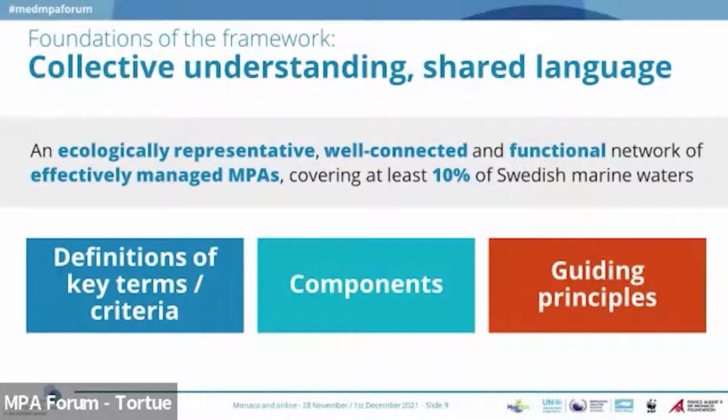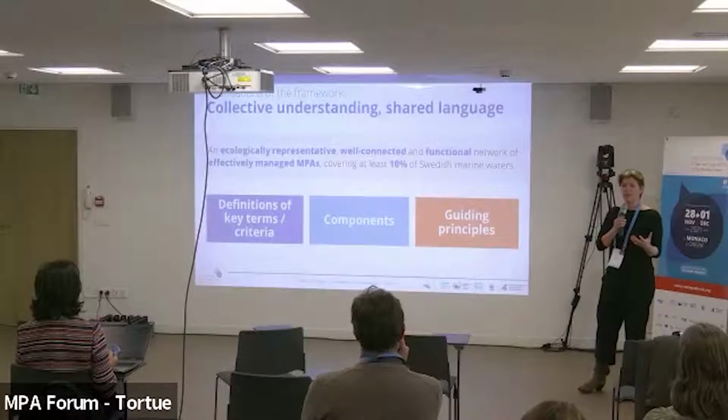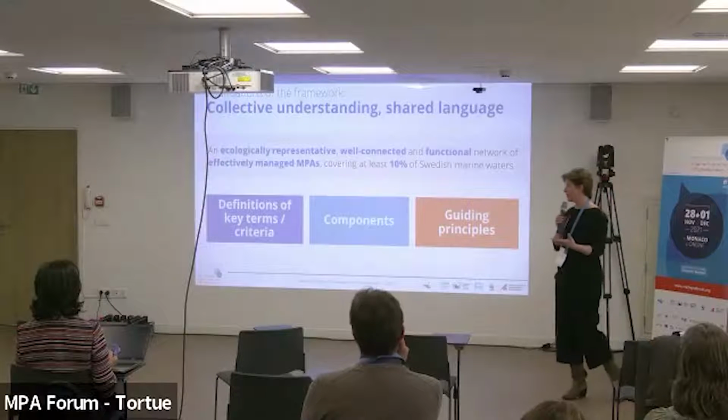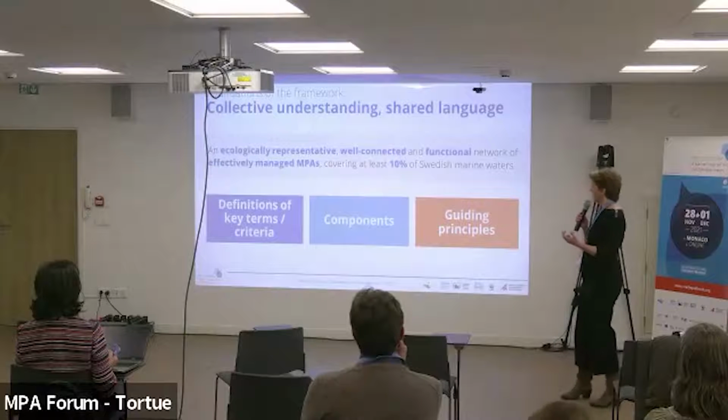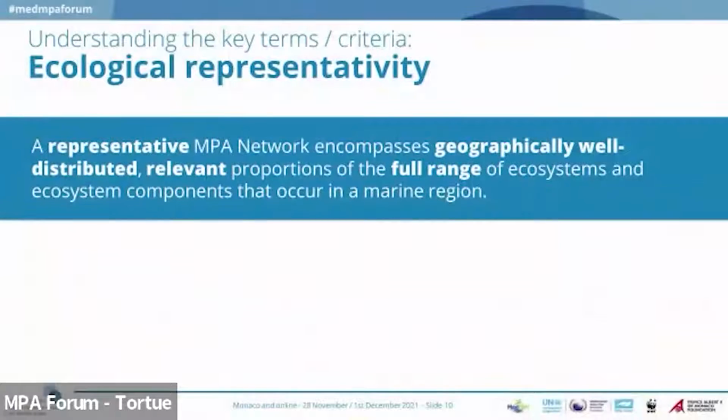We spent quite a lot of time to really land on key definitions, on the definitions of these key criteria. What is exactly ecological representativity? What do we mean with it? What is connected? What is functional? What is effectively managed? And we did that to tease out the main components of each one of these criteria. And along the way, we had thorough discussions about the guiding principles that were leading us in our choices. Next slide, please.